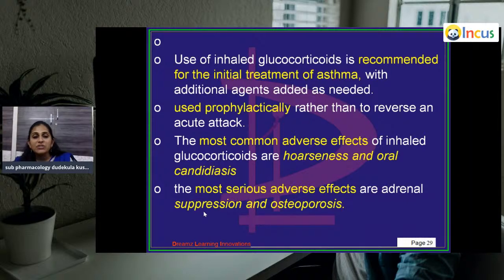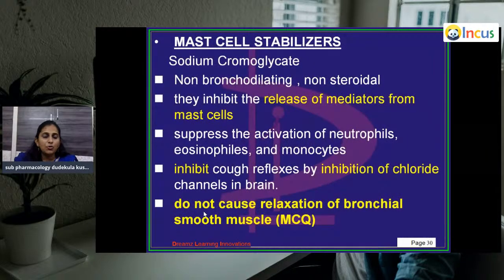The most common adverse effects of these corticosteroids or glucocorticoids are hoarseness and oral candidiasis. In order to prevent oral candidiasis in children, 5 to 6 years old, we have to use a metered dose inhaler along with a spacer, so that most of the drug reaches the lower part of the lungs rather than depositing on the oropharynx. Other, more serious adverse effects are adrenal suppression and osteoporosis, which can be noted when it is used for prolonged periods.